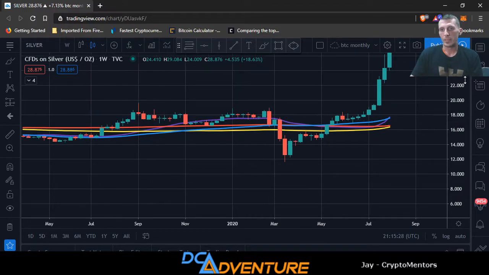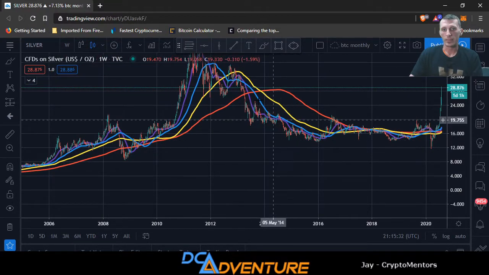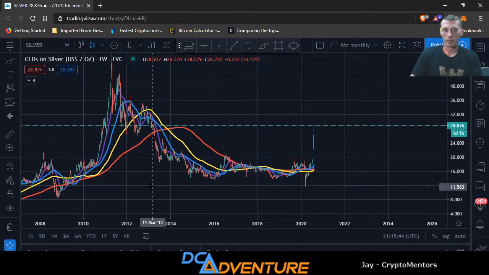Like I said, guys, we are testing resistance on silver. I don't see why we wouldn't break through. Anywhere from the $26 up to $31 is pretty heavy. If we can make it through that, close above it, that's looking very good for silver.